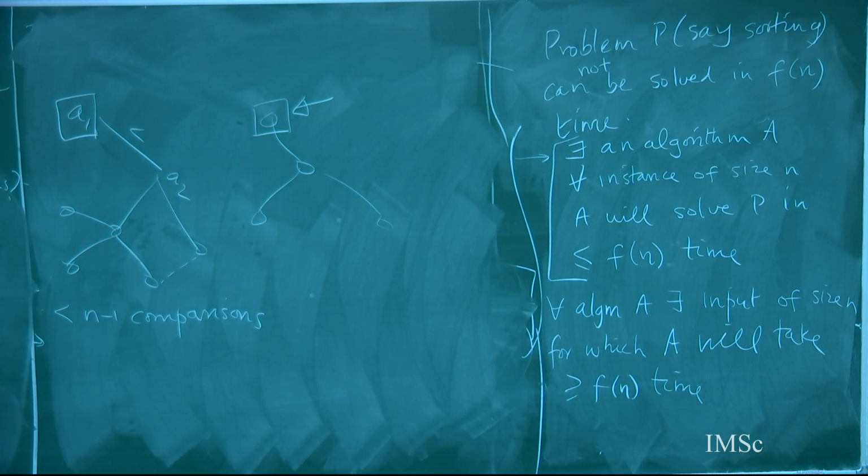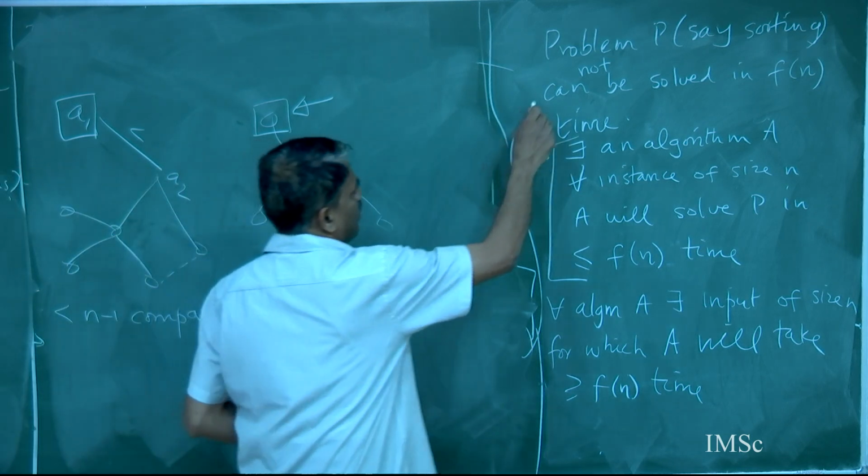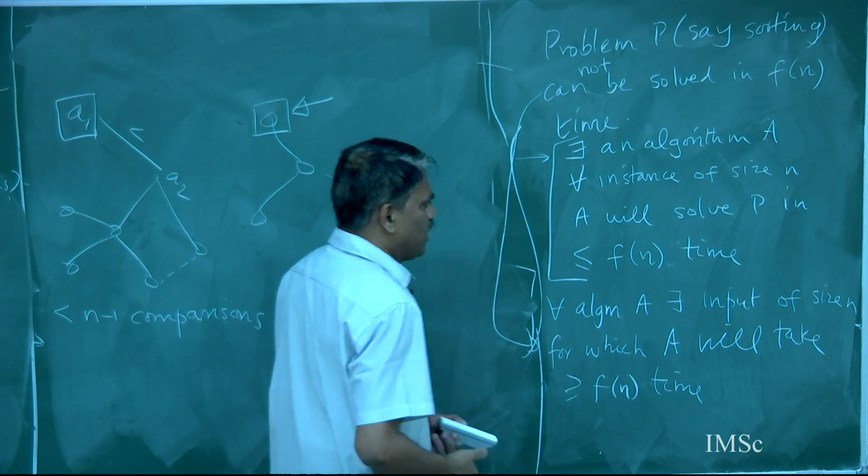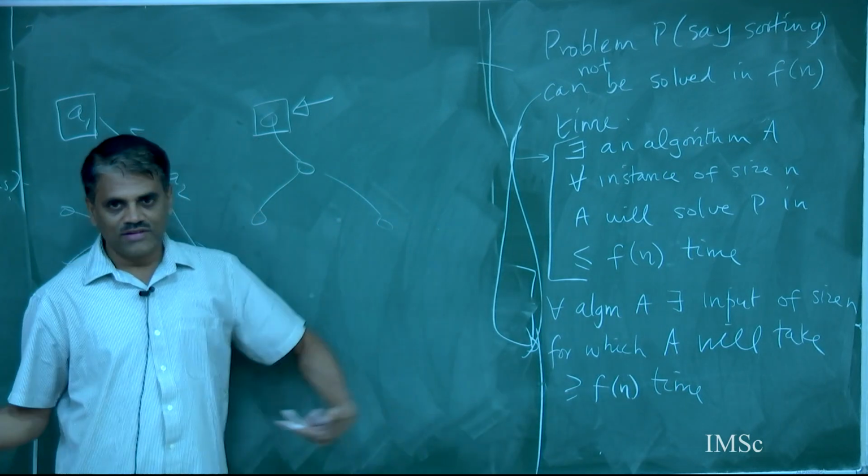So this is what it means by cannot be solved. Now let's see, what did we do with the adversary argument?